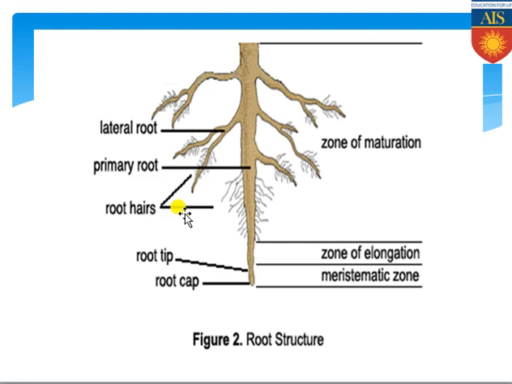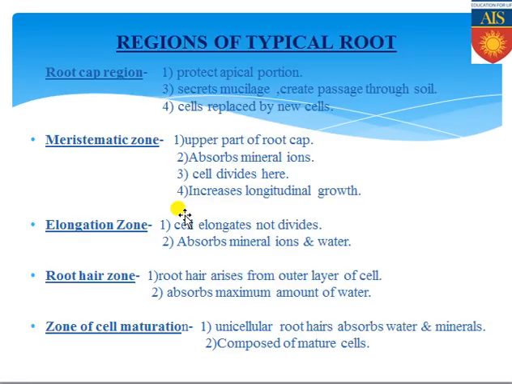Now we will discuss the various zones present in this taproot system, or in the typical root. If you see the total structure of the root, you can see a total of 5 different regions or portions throughout this taproot system. The first portion is the root cap region, which is the lowermost region, and it always protects the apical portion of the root.